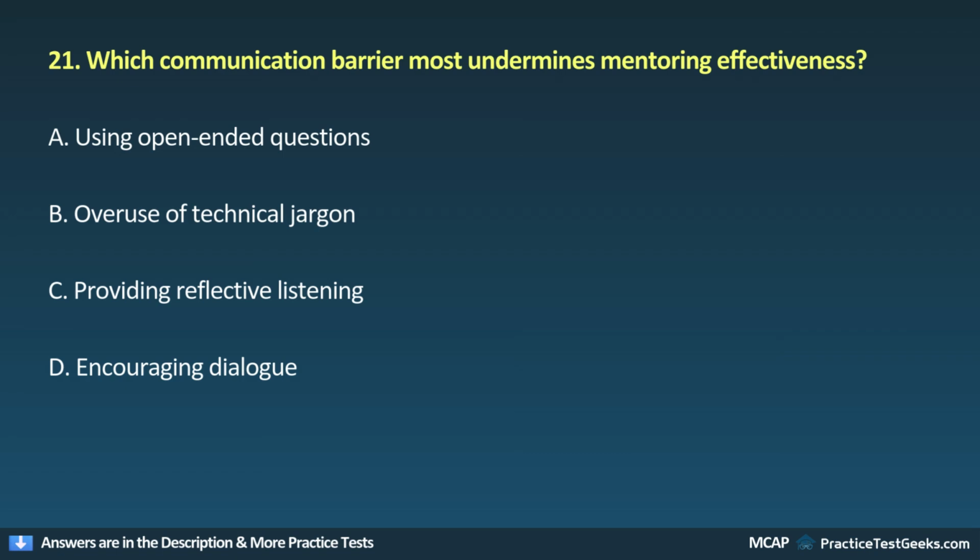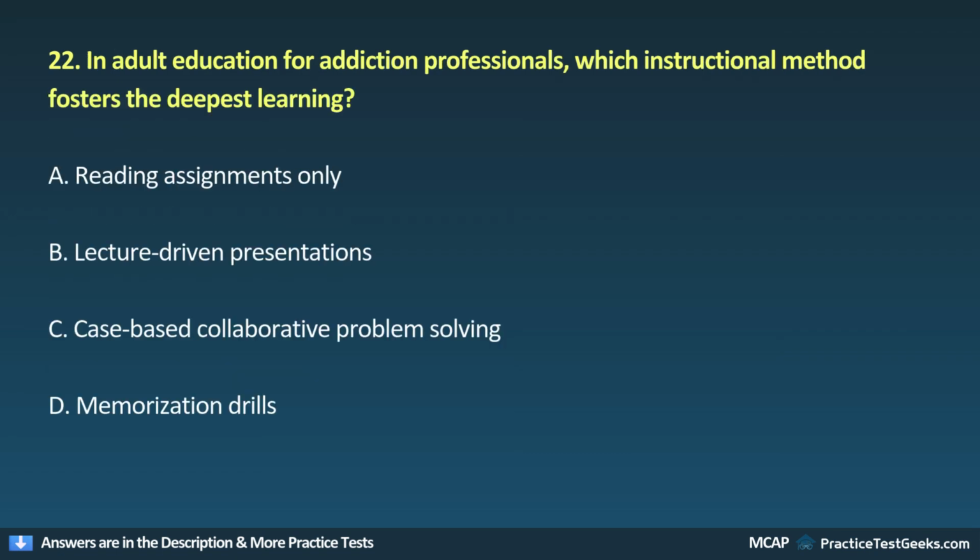21. Which communication barrier most undermines mentoring effectiveness? A. Using open-ended questions. B. Overuse of technical jargon. C. Providing reflective listening. D. Encouraging dialogue.